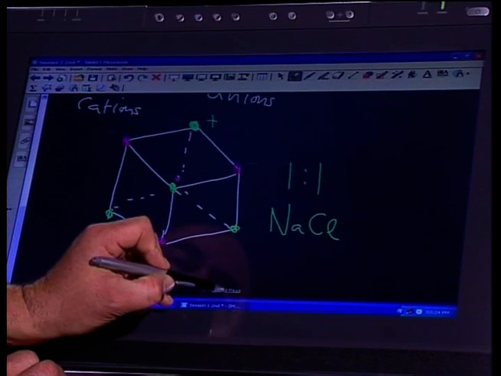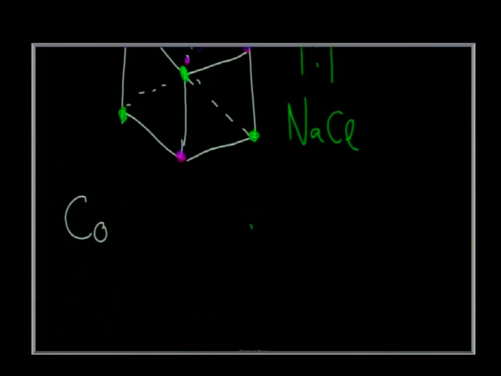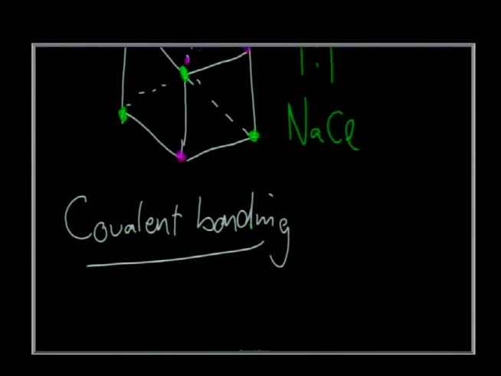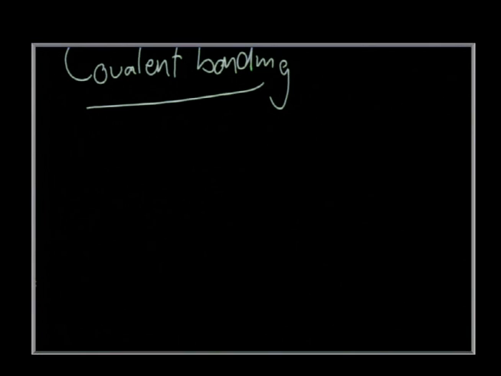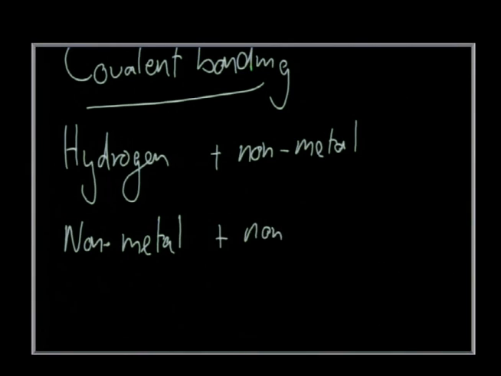Okay, let's move on to the next type of bonding, which is covalent bonding. So let's write the heading here. The important thing for covalent bonding is that it usually takes place between either hydrogen and a non-metal, or a non-metal and another non-metal, any non-metal and a different non-metal.